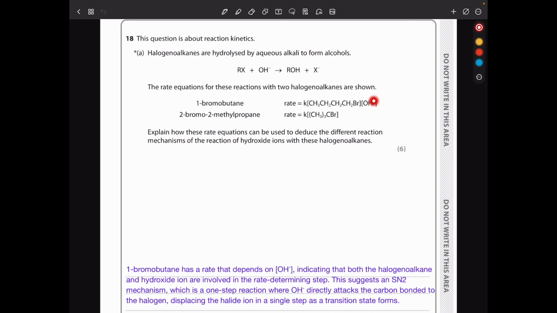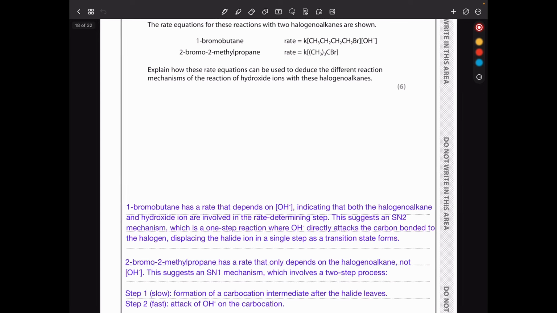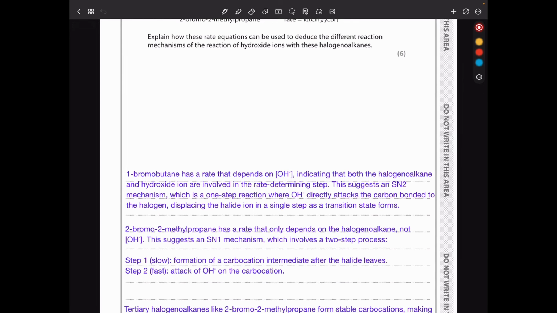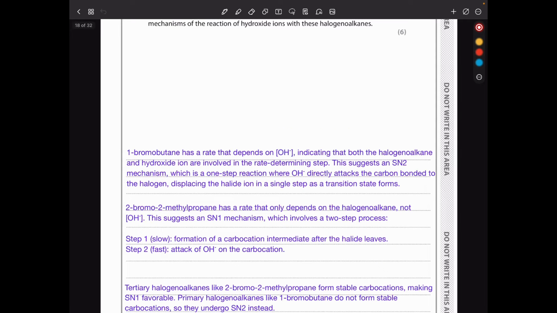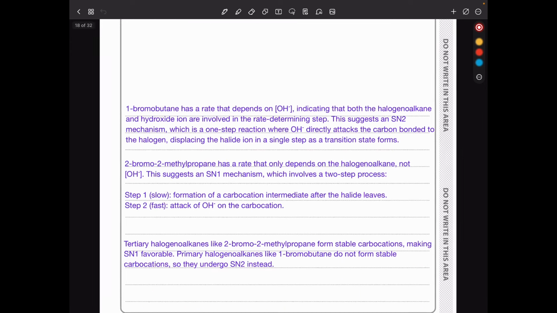Here we can see the OH appears, so it's part of the slow step, SN2, SN1. So here I said 1-bromobutane has a rate that depends on OH minus, as you can see there, indicating that both the halogenoalkane and hydroxide ion are involved in the rate determining step. This suggests an SN2 mechanism, which is a one-step reaction where OH directly attacks the carbon bonded to the halogen, displacing the halide ion in a single step as a transition state forms.